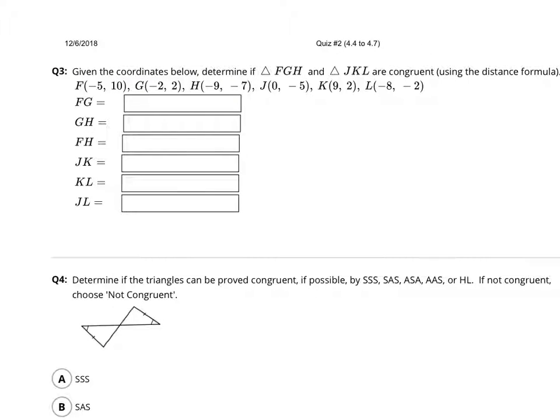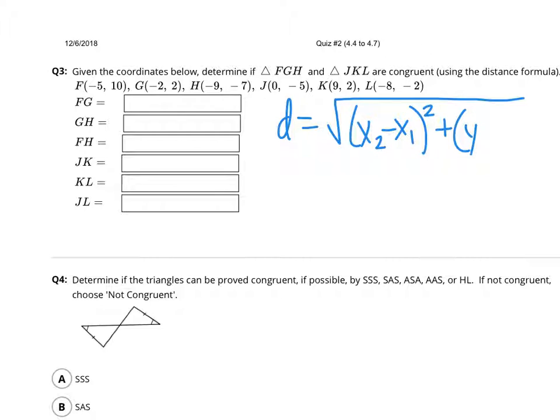Okay, in this section, we're going to do distance equals, all under the radical, x2 minus x1, you square that, plus y2 minus y1, and square. Now, I'm going to do JL here for you. You only need to do FG, GH, and FH, those 3. Do not worry about these 2. And I'm doing this as an example.